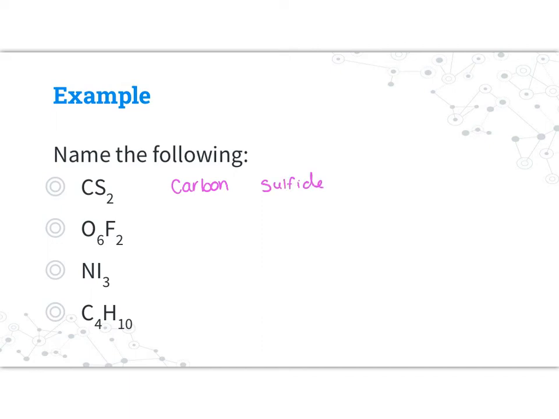All right, we need to add prefixes. Now, because carbon only has 1 atom of it present, we do not include the prefix mono. However, we need to include the prefix on sulfur to say that there's 2 of them. The prefix for 2 is di. So carbon disulfide is the name of that compound.